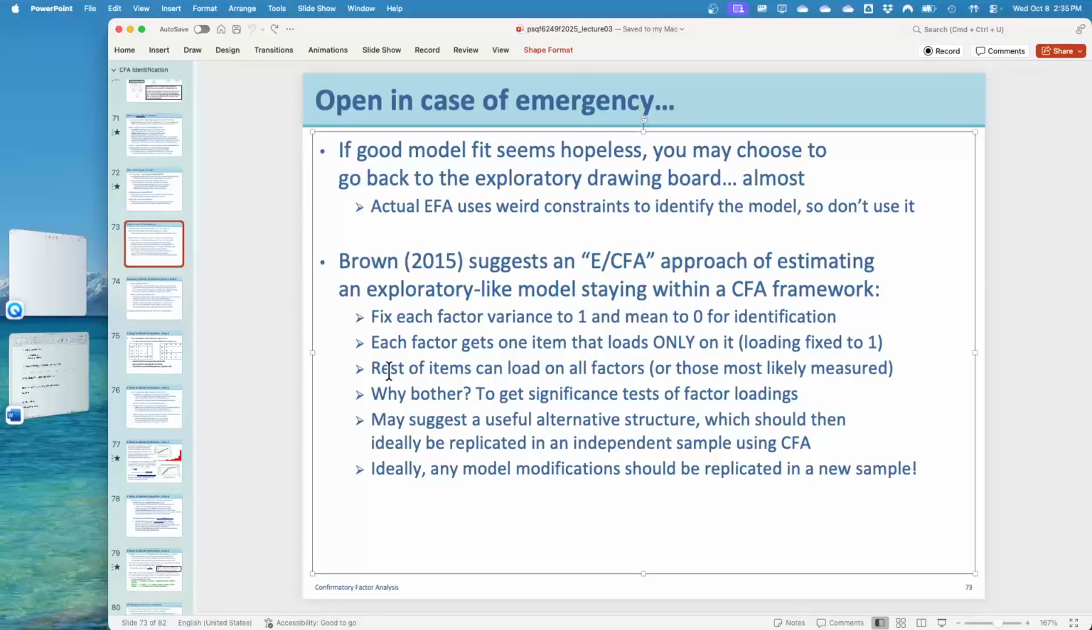Jane. If we were ever to do this, how do we decide which factors load to which? Like, is it the one that loads?